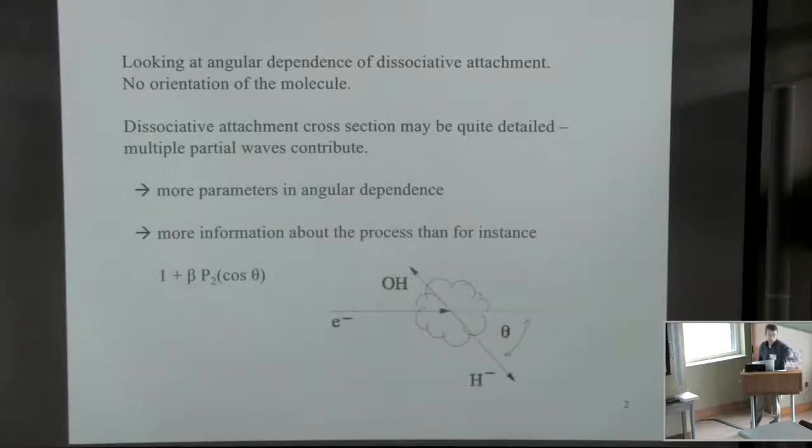And one thing to remember about the dissociative attachment angular distribution is that it can be more detailed than a photodissociation cross-section angular dependence. In photodissociation, you just have the one beta parameter, but hypothetically, a number of partial waves may contribute to a dissociative attachment angular dependence. So hypothetically, you can distinguish multiple dynamic effects. If you have two dynamic effects that both affect beta, you can't distinguish them. So the more parameters you have in your angular distribution, hypothetically, the more effects you can distinguish.